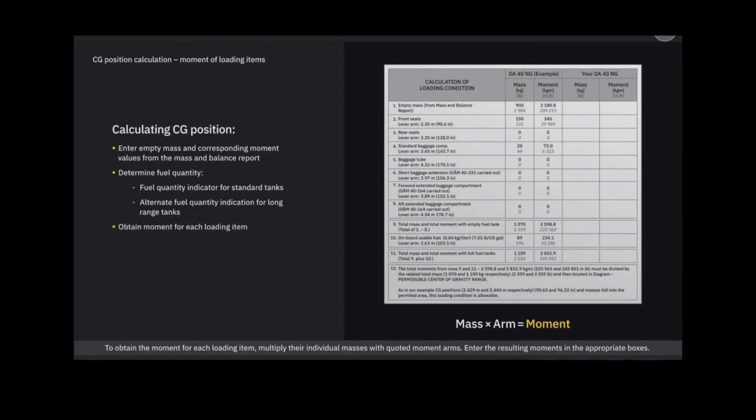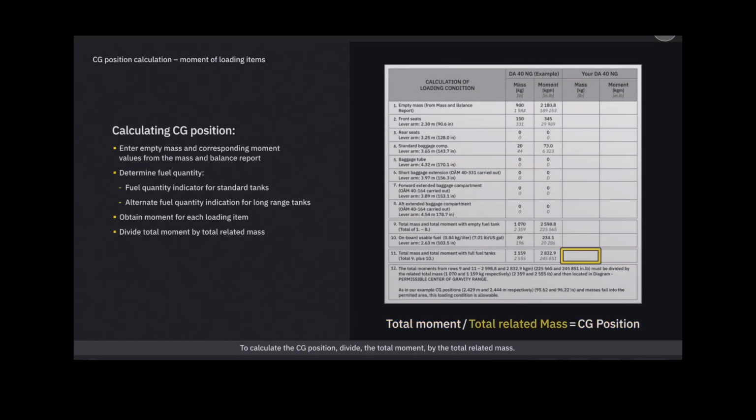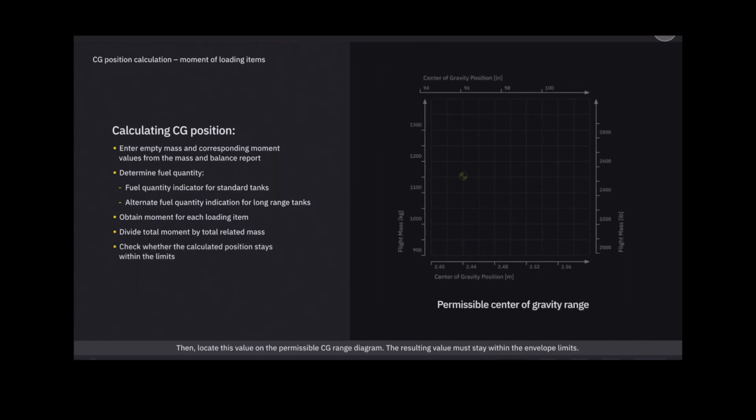To obtain the moment for each loading item, multiply their individual masses with quoted moment arms. Enter the resulting moments in the appropriate boxes. To calculate the CG position, divide the total moment by the total related mass. Then, locate this value on the permissible CG range diagram. The resulting value must stay within the envelope limits.